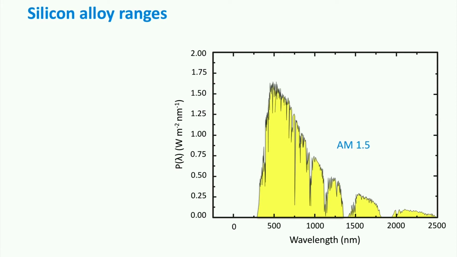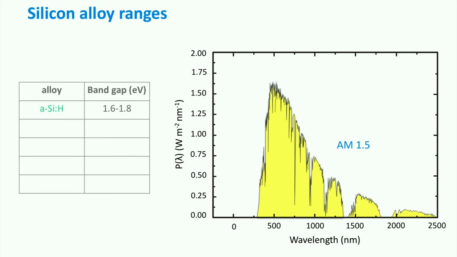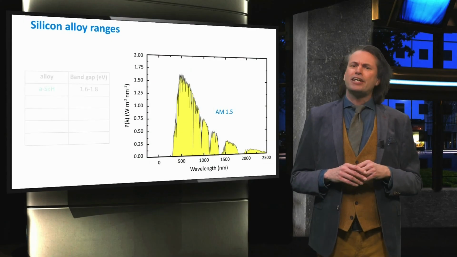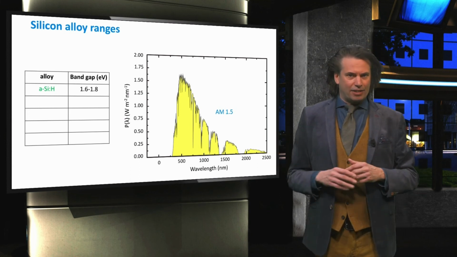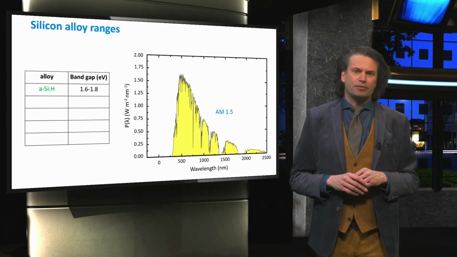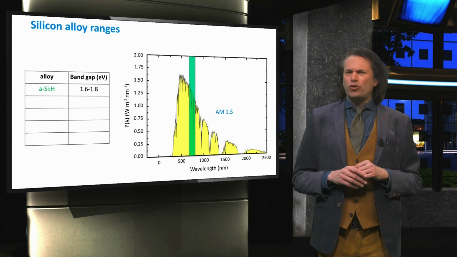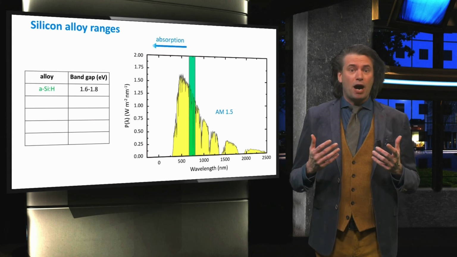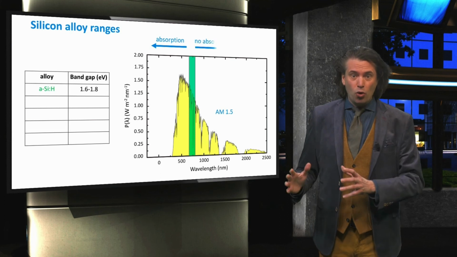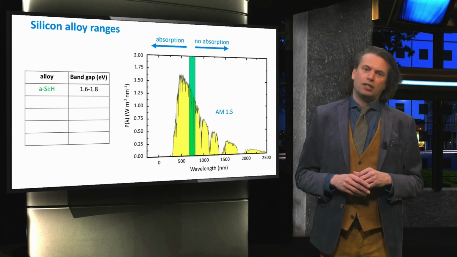An advantage of thin film silicon processing is that the bandgap energy of the absorber material can be tuned by varying the deposition conditions. Here we see the AM1.5 spectral power density as it is observed on Earth's surface. Amorphous silicon has a bandgap energy ranging from 1.6 to 1.8 electron volt, depending on the hydrogen content. So that corresponds to this part of the spectrum, where all energies above the bandgap are absorbed and all energies below the bandgap are not absorbed.